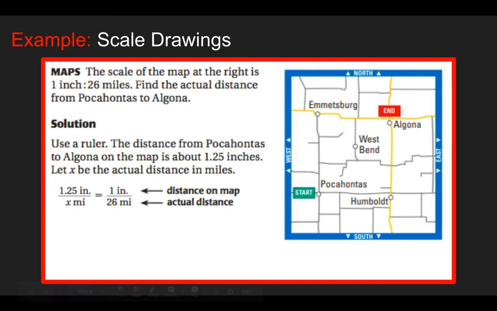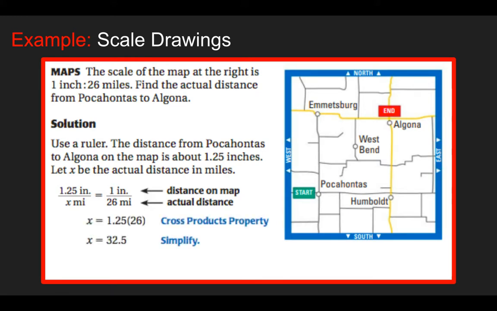In the numerator, or the tops of the fractions, we'll put the distance on the map. 1.25 is the measured distance, and 1 is the distance from the scale. In the bottom of the fraction, we'll put the actual distances. X is the one we're looking for. 26 is from the scale. Cross multiply, and we get x is equal to 32.5.